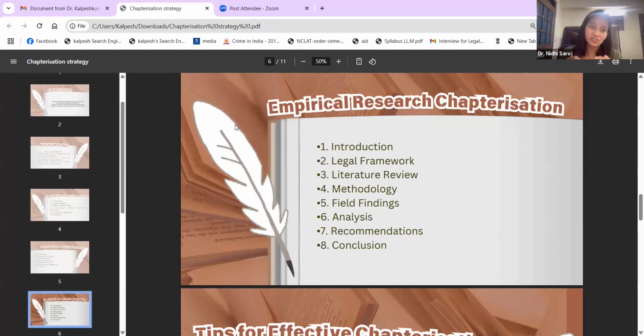In empirical research, when it's a core empirical research, I feel there should be a separate chapter on methodology, right? Then field findings, because obviously you are going to do field research when you are doing empirical research. Here I feel that there should be a dedicated chapter. So I'll tell you about my research also in a while. Analysis is just results and discussion on results and findings. Recommendations, if you want, you can merge, you can have a separate chapter, but when you are doing a core empirical research, I feel that there should be a separate chapter.